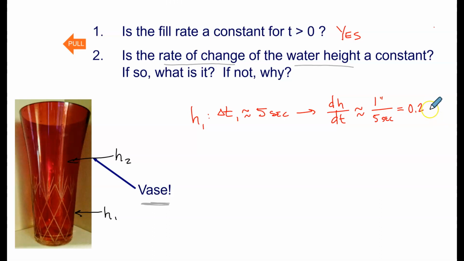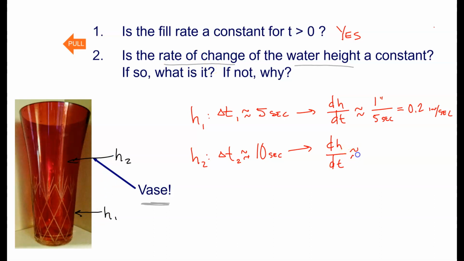So that's 0.2 inches per second. Okay, now let's look at what happens at the second position, H2. For that one, I got a delta T of about 10 seconds. So that's going to give us, again, we're going to use the average rate of change of height there as our proxy for the instantaneous rate of change at these two different positions.